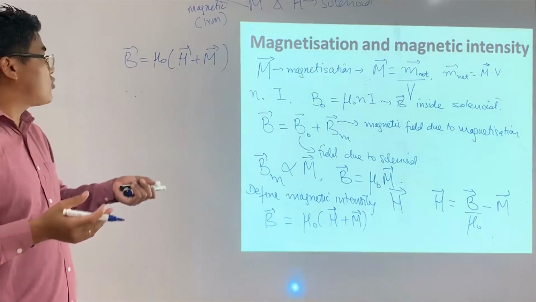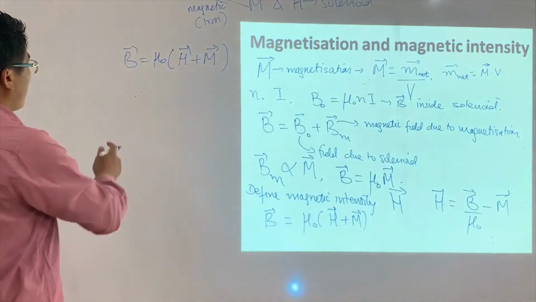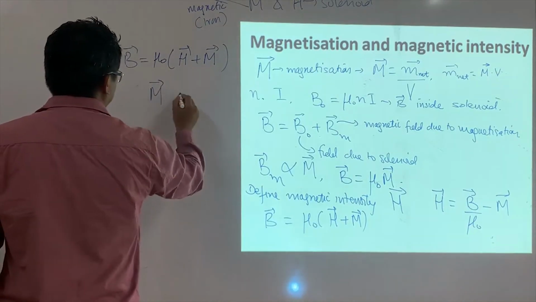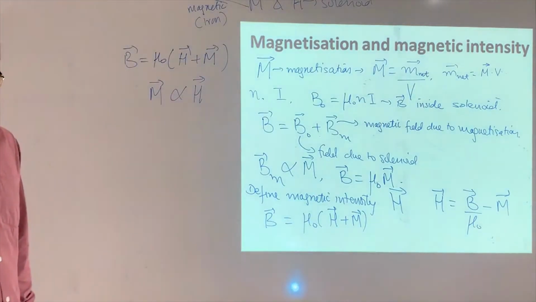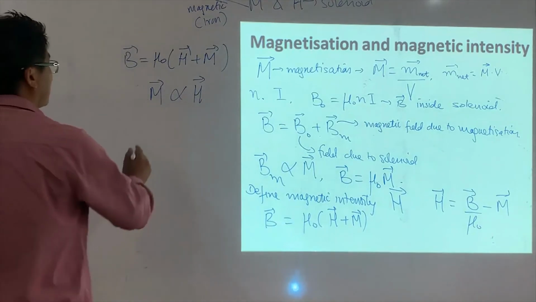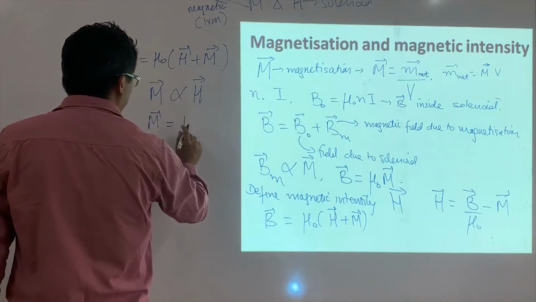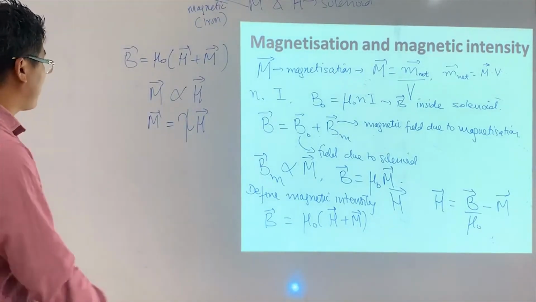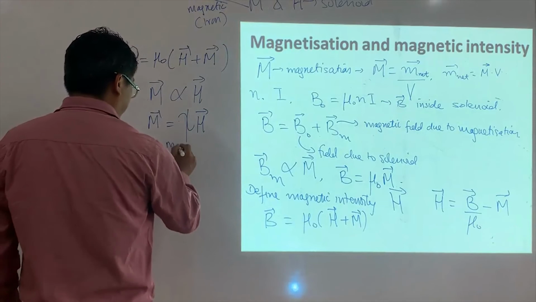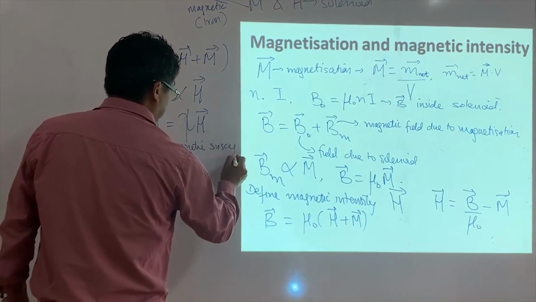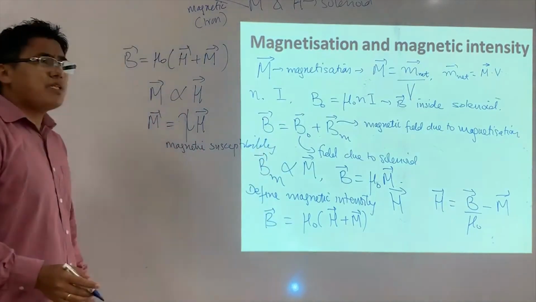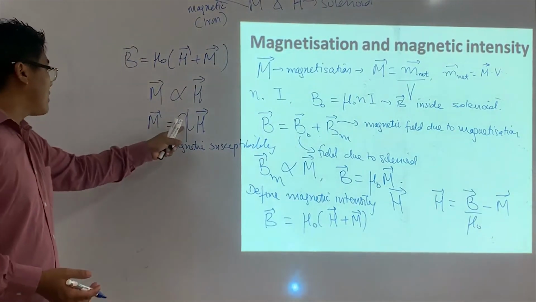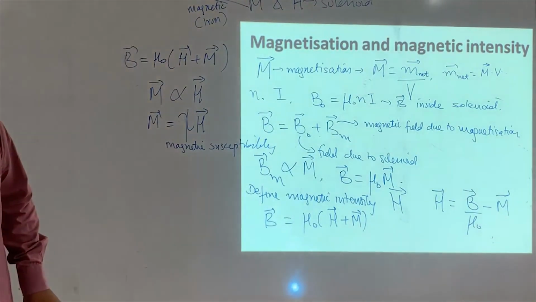If there is no magnetic intensity, magnetization would be zero, right? So therefore, magnetization is proportional to magnetic intensity. All right. Magnetization is proportional to magnetic intensity. So therefore, I just say this is equal to a constant, which we call magnetic susceptibility. This is called magnetic susceptibility, which has no unit. Why? Because these two physical quantities are the same. So therefore, this is a constant which has no unit.